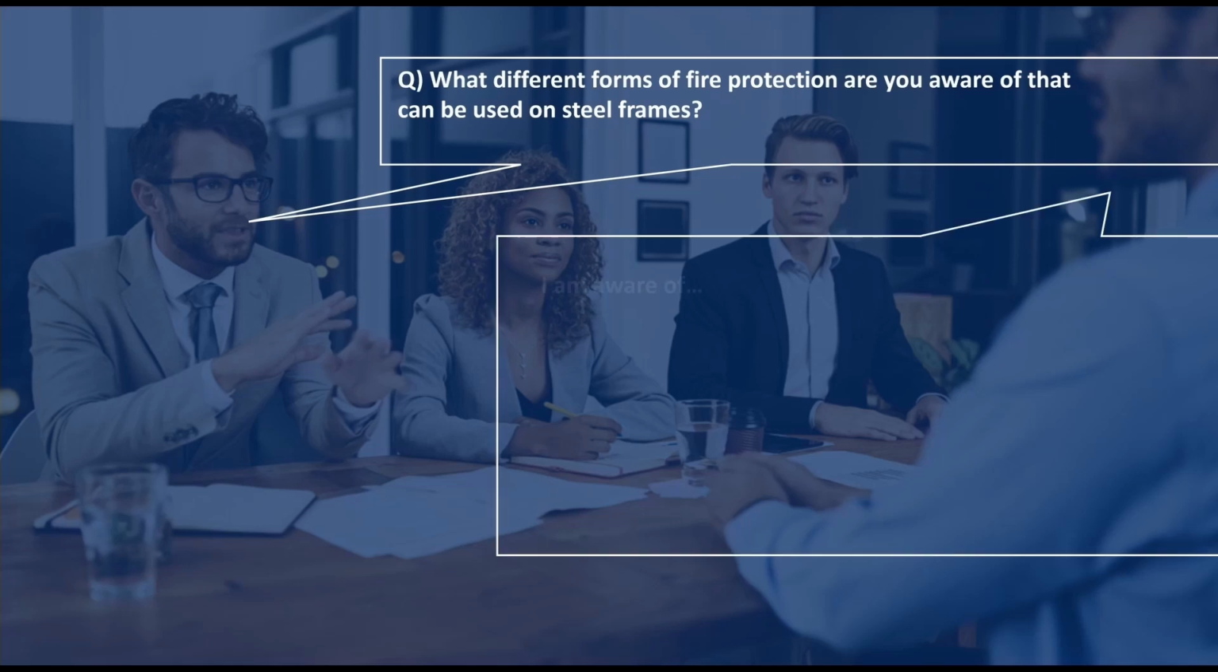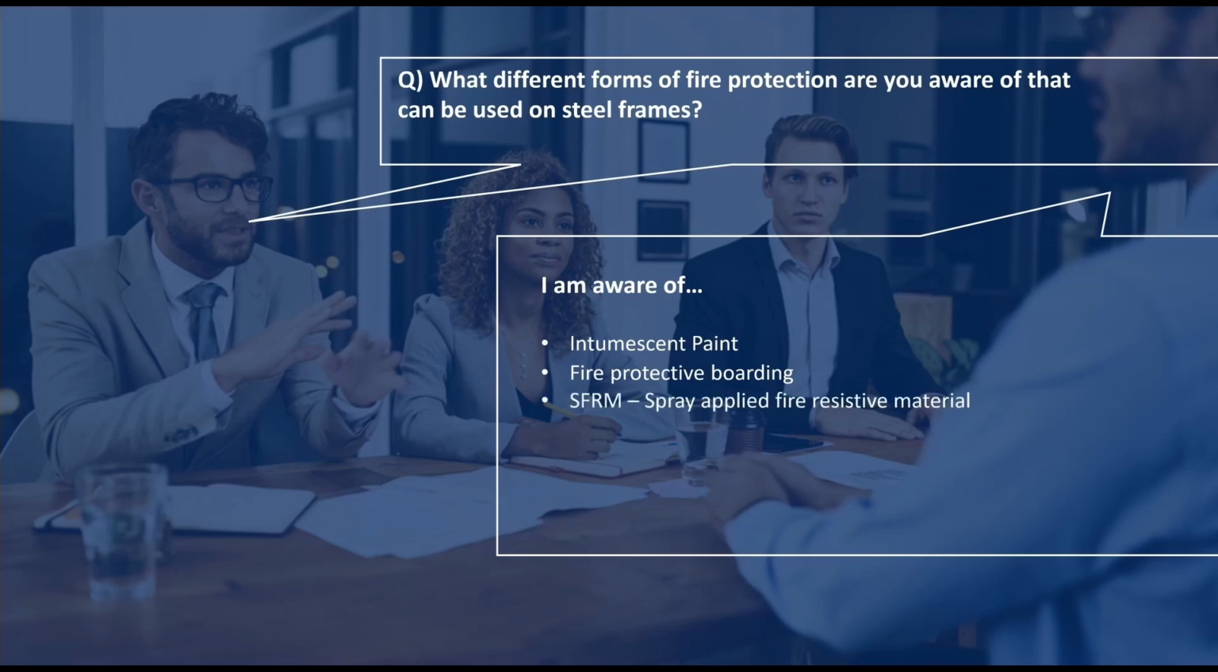The next question we'll take a look at is what different forms of fire protection are you aware of that can be used on steel frames? And to address this, we could say that we're aware of intumescent paint, fire protective boarding, and spray applied fire resistive material.